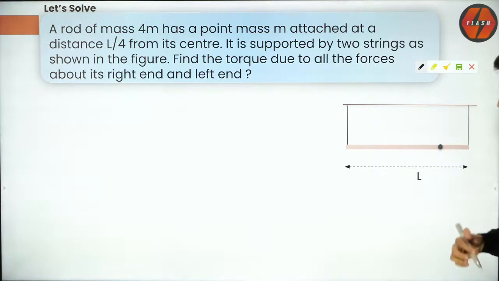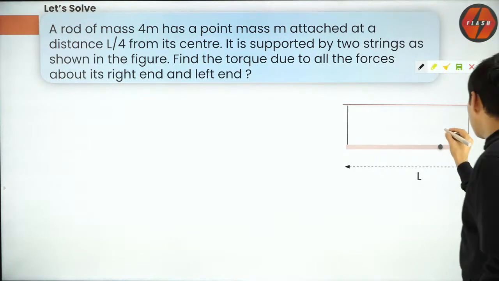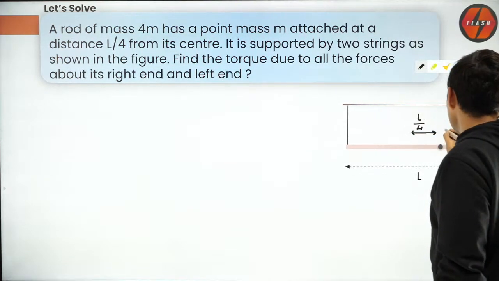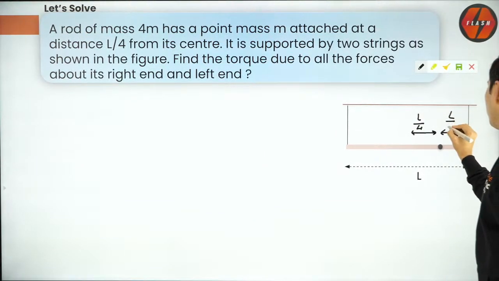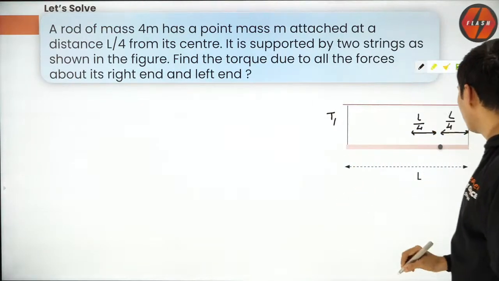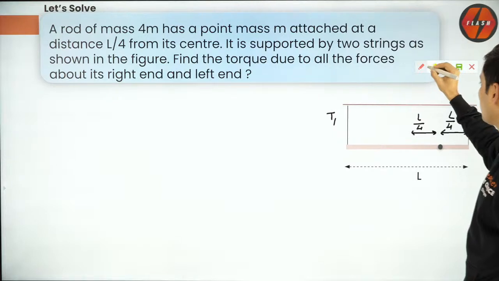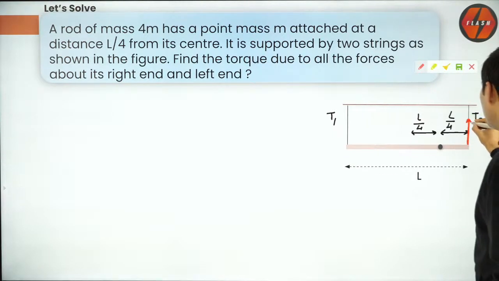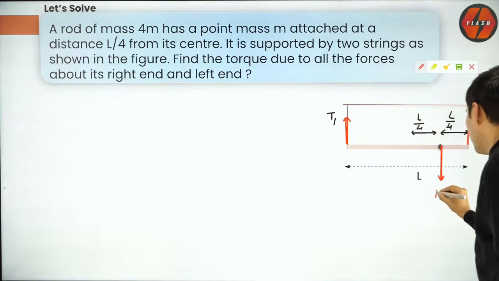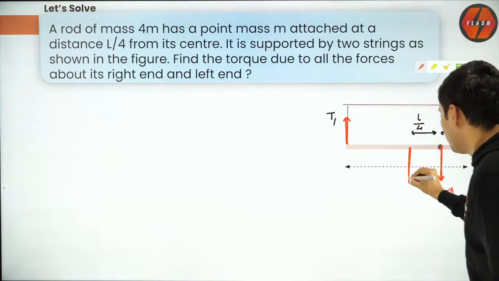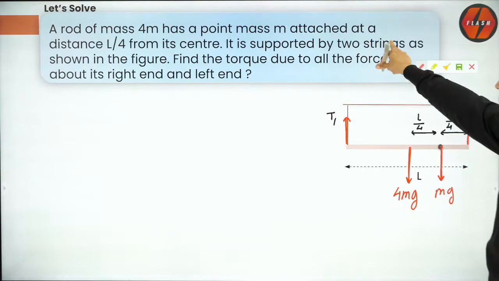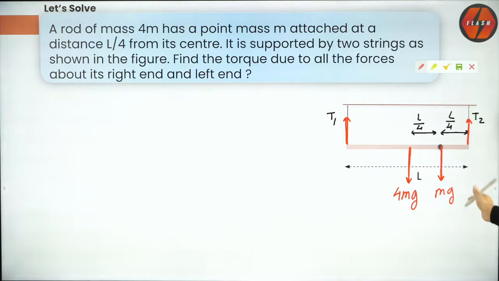Okay, now what is the next part? Yes, this distance is given to be L by 4. So if this distance is L by 4, obviously even this distance will be L by 4, and let's call this tension T2, let's call this tension T1, and do not forget certain things. This tension T2 will be like this, tension T1 will be like that, this small mg will be like this, and from the center you will have 4 mg like this. The rod's mass is 4m, the point mass is m, and these are the forces.